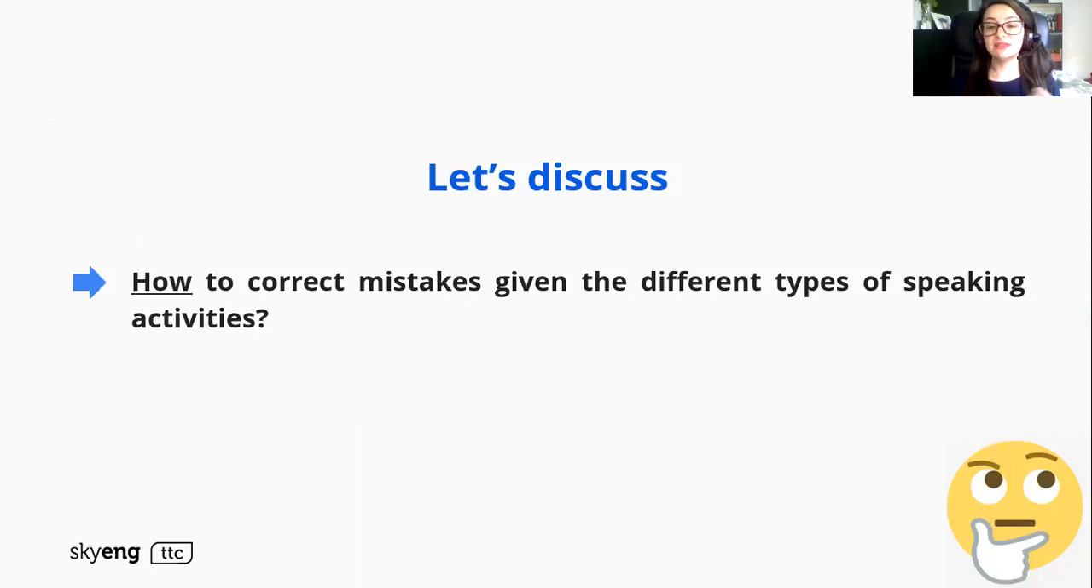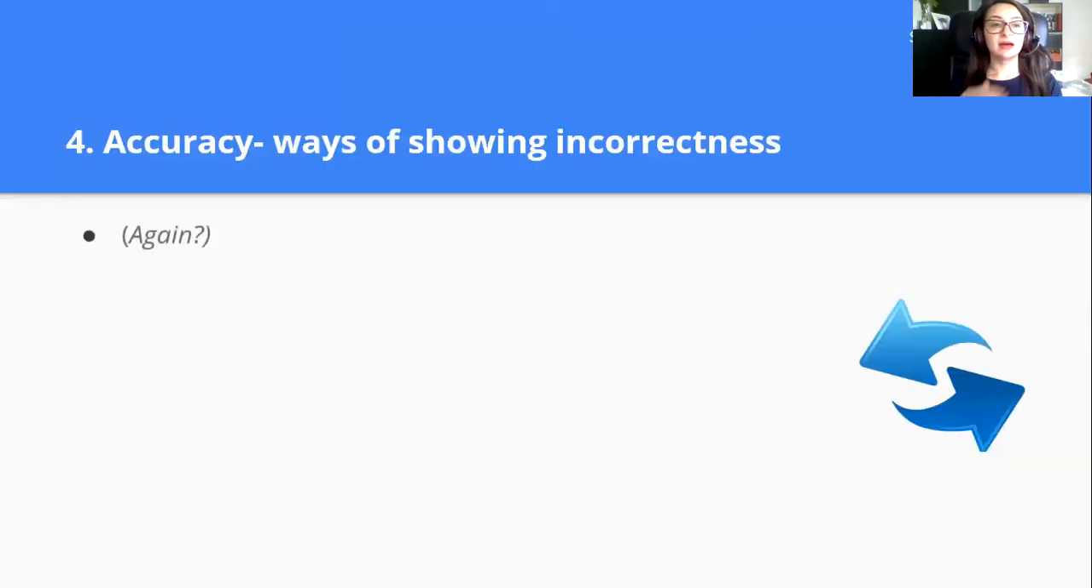Now, given that we have two different types of speaking activities, how do we correct? How do we signal incorrectness? Let's see. So the first section is speaking for accuracy and ways to show incorrectness immediately on the spot. You can simply say again, or say that again, please. This is called repetition or repeating.